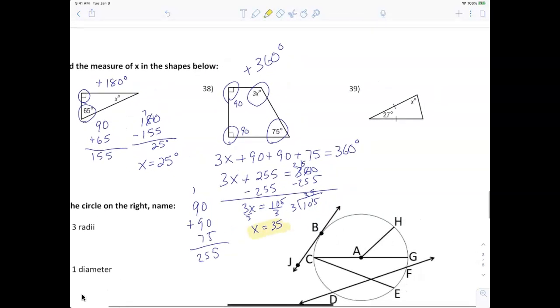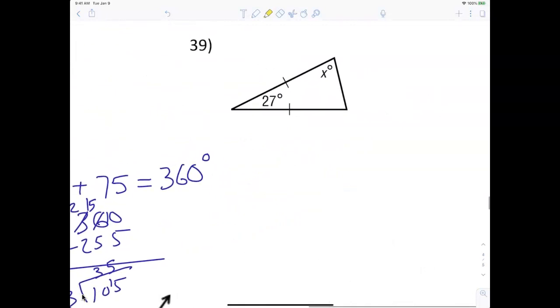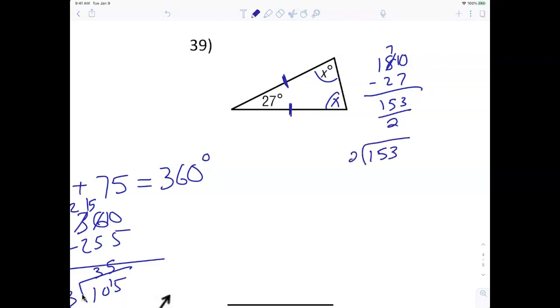Alright? Now number 39, Maddie Mack. We have to look at this. This is isosceles. Therefore, this has to be X. Alright? I mean, it's the same as this. So because it's the same, you just have to go 180 minus 27. Alright? And then you have to divide it by 2. So now the problem, 153 divided by 2.